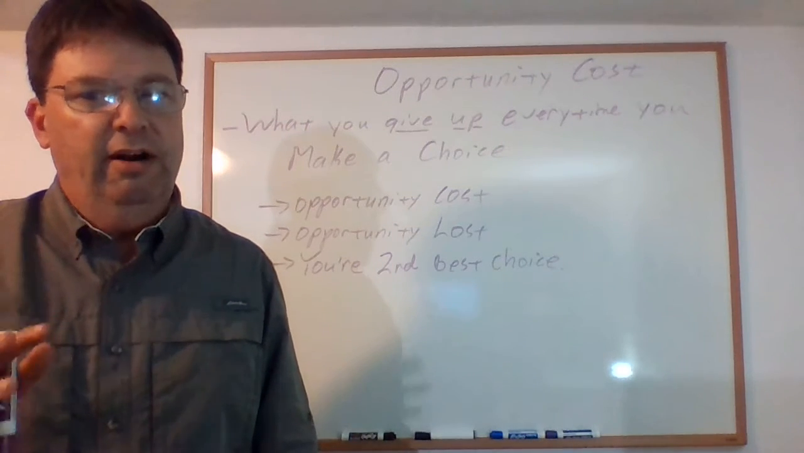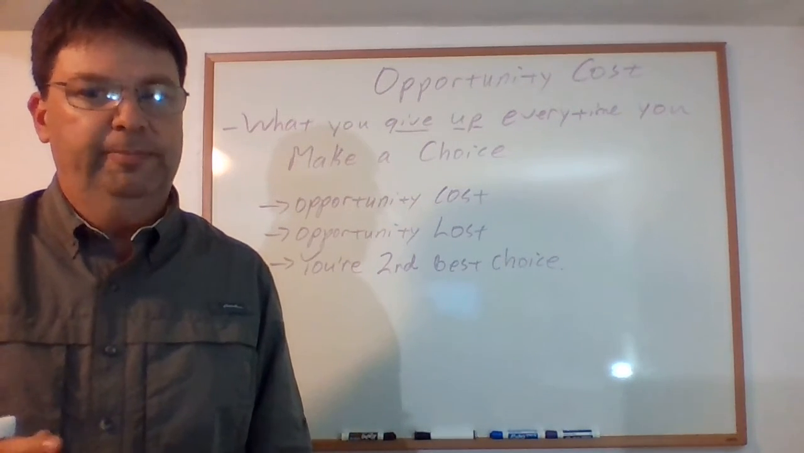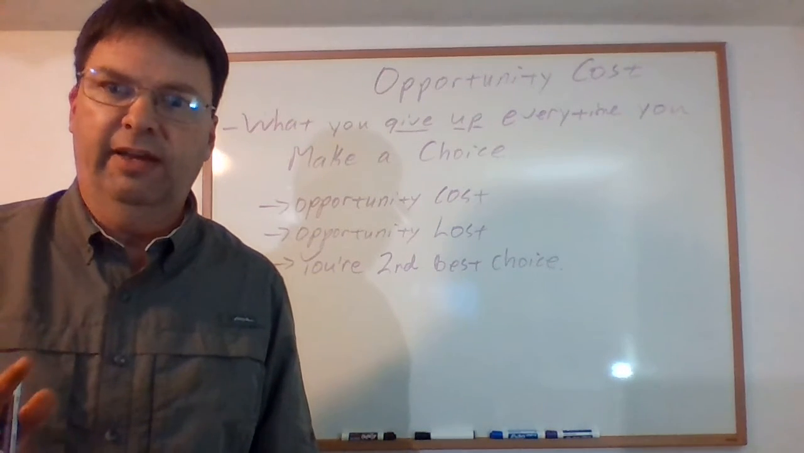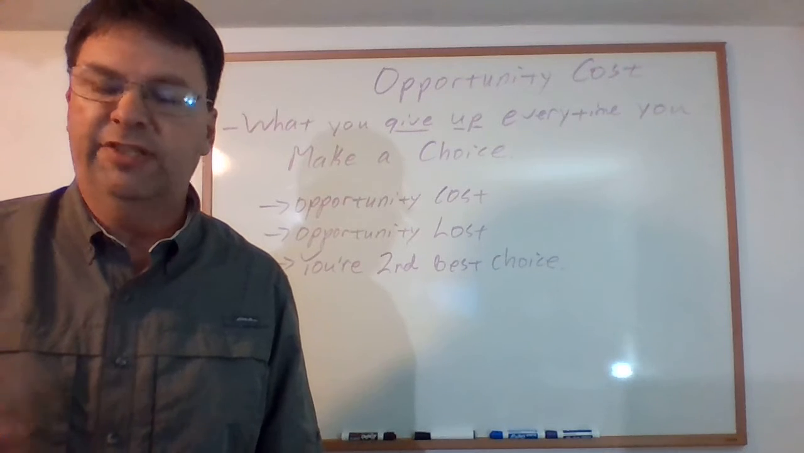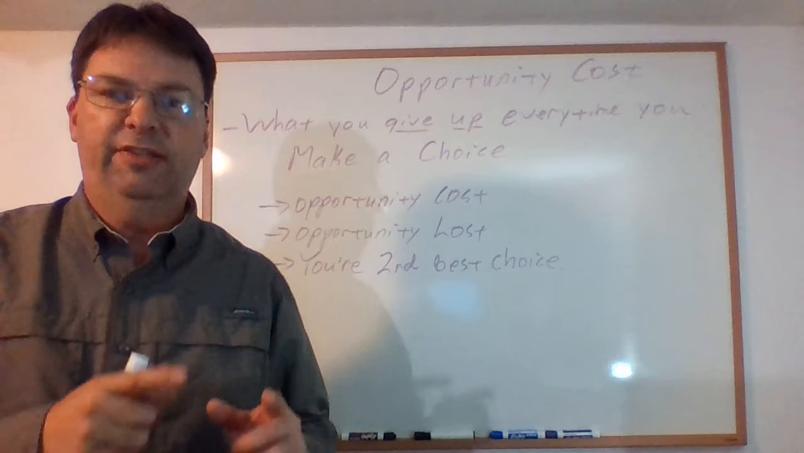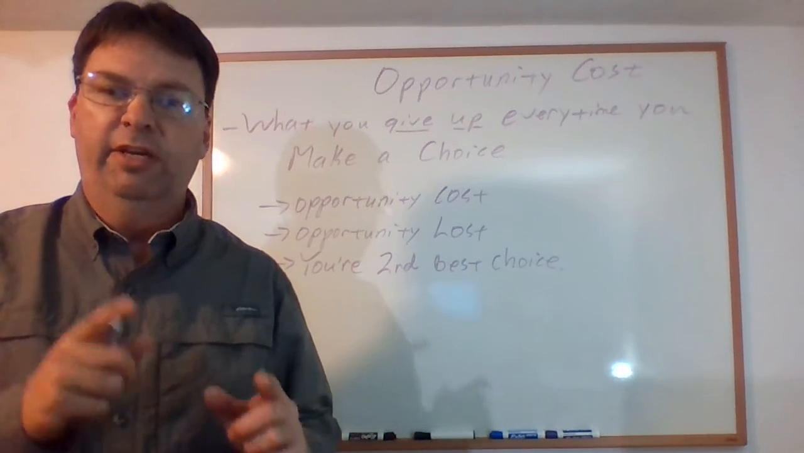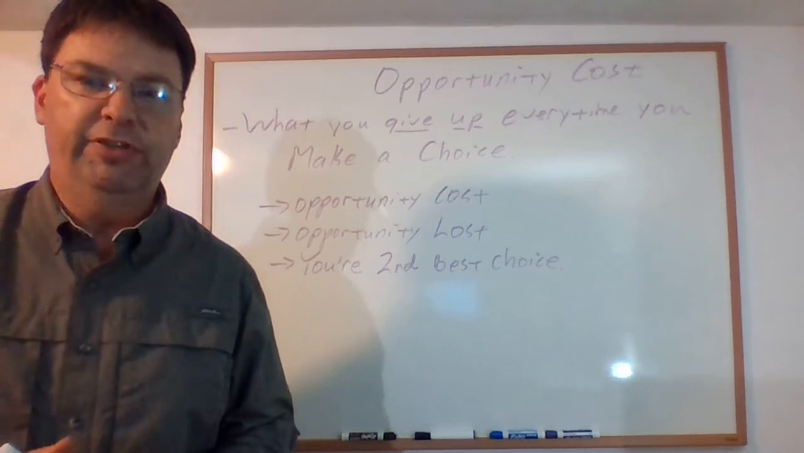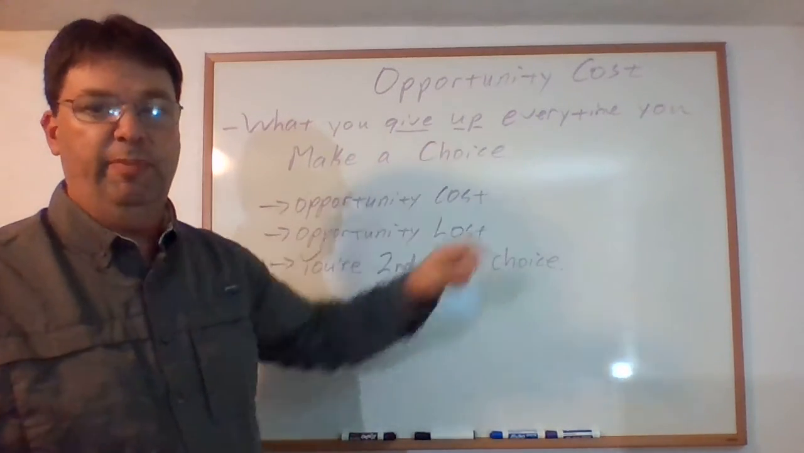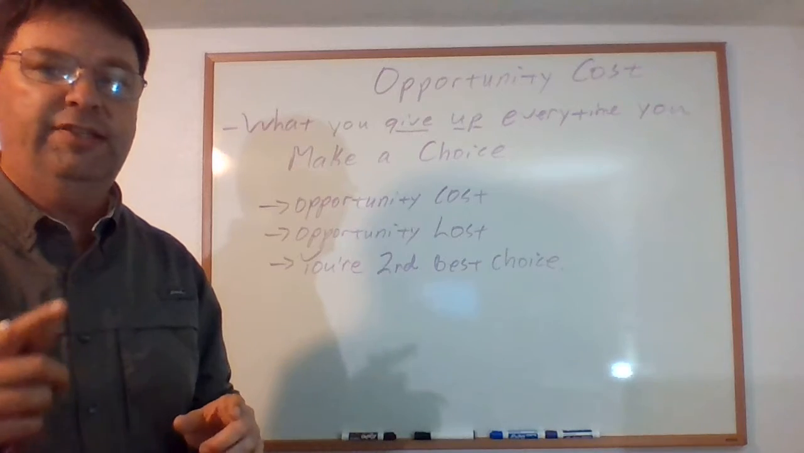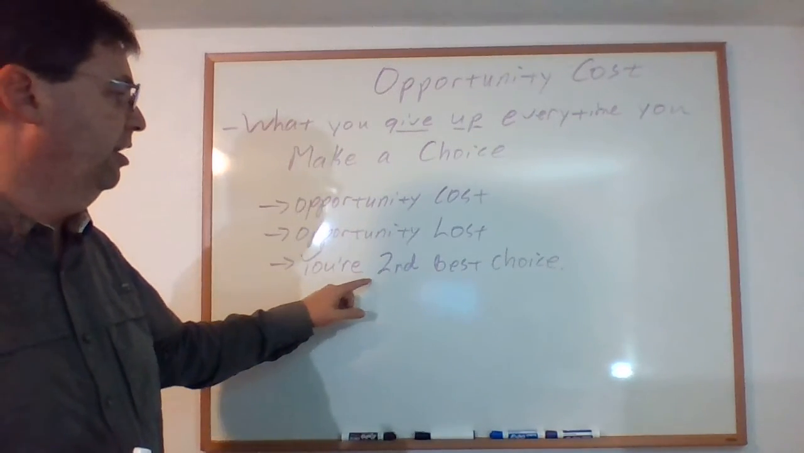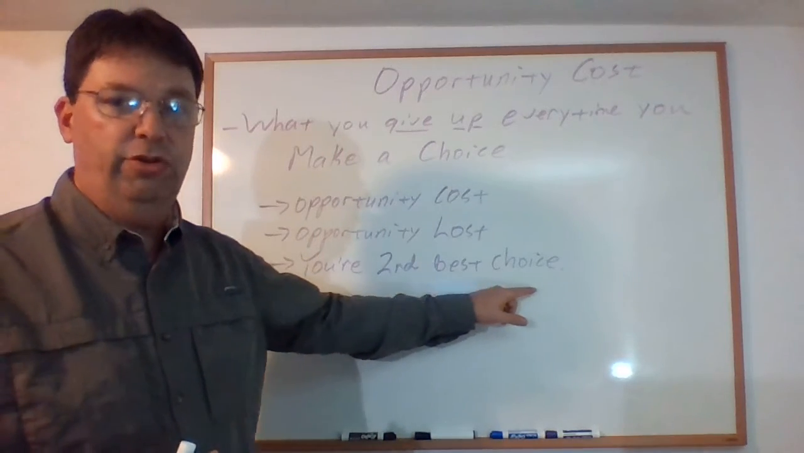Now, it's very hard to quantify all that stuff, and so we don't. We don't measure everything that you could have done with it, because that would be impossible. What we measure is your next best option. All right? You want to write that down for your notes there. Opportunity cost is not just what you gave up every time you made a choice, but it's your next best option. You could put it down as this is your second best choice.